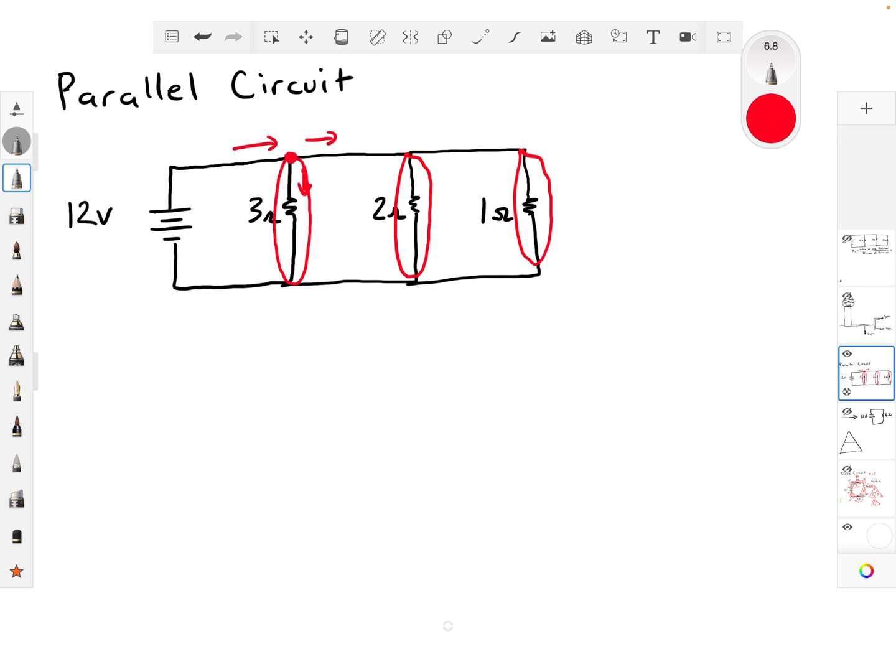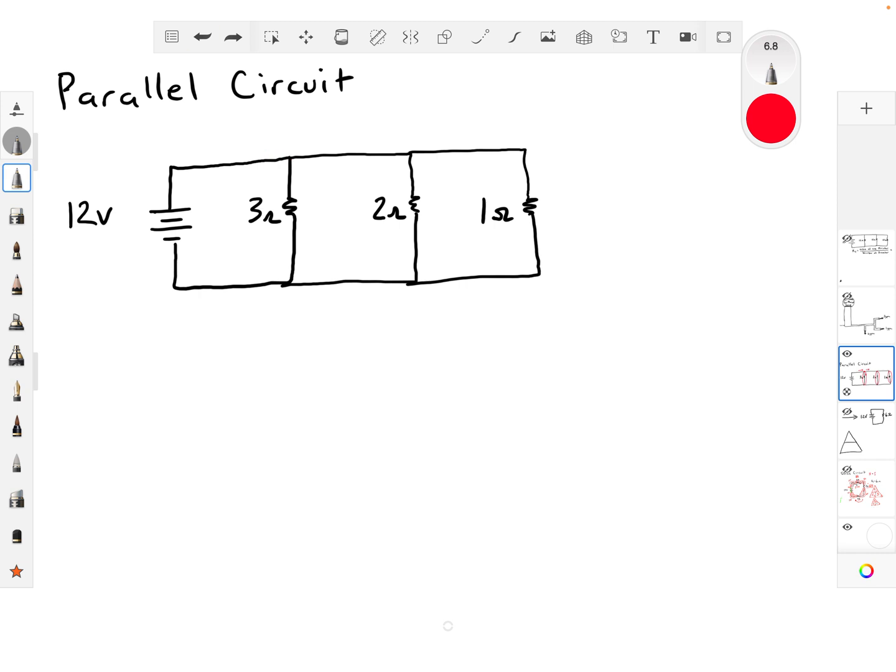So if I find the current here, and the current here, and the current here, and I add them all together, so I add this current, and add this current, it will be equal to the total current of the circuit. All right, so let's talk about how we do that. Well, first let's talk about one more thing.